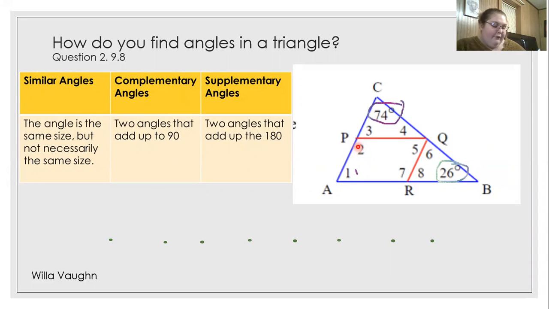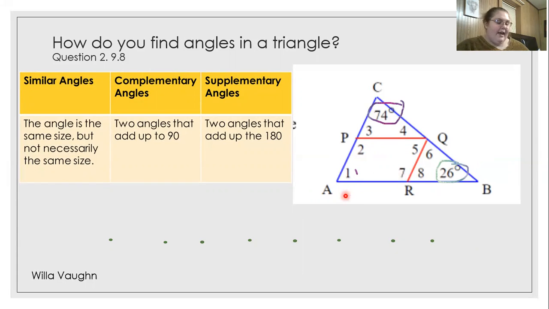And then angle 5 over here is going to be congruent to angles 1, 3, and 8. So that makes angle 5 also 80 degrees. Then you have angle 7 and angle 8, and they are also supplementary. So angle 7 is going to be the same as angle 2, I'm sorry, so it is also going to be 100 degrees.